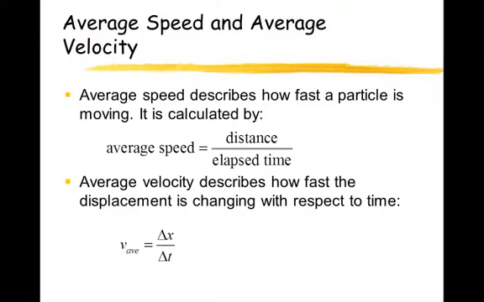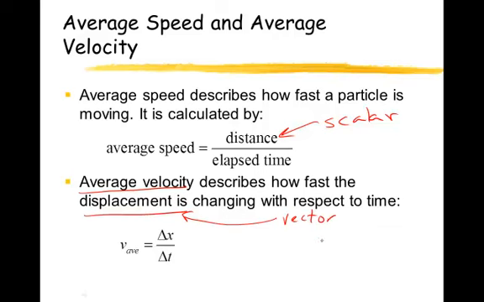Remember that average speed is the distance divided by time. Distance is a scalar, so the direction doesn't matter. Whereas average velocity is the displacement over time, and displacement is a vector, therefore average velocity is a vector. Just like, since distance is a scalar, average speed is a scalar, meaning for average speed, direction doesn't matter.